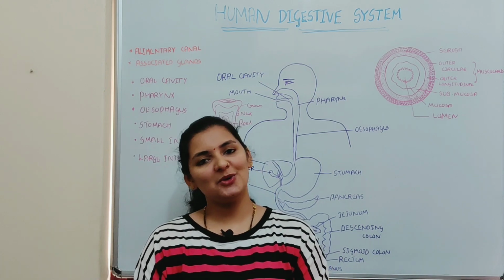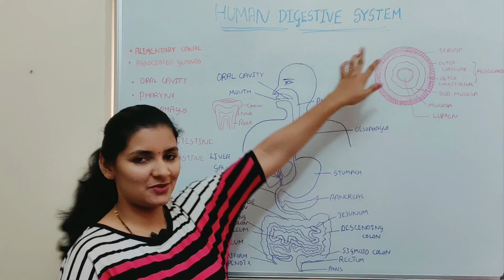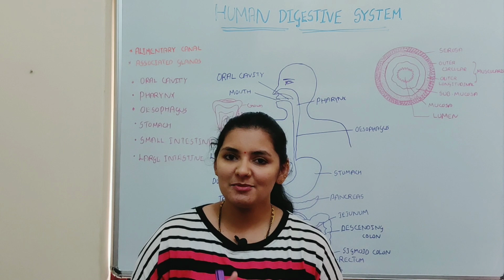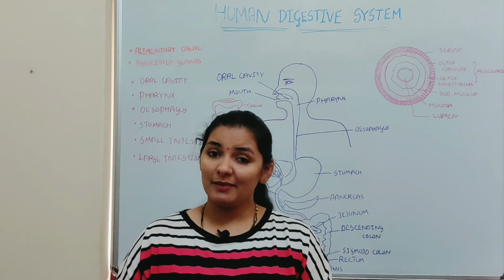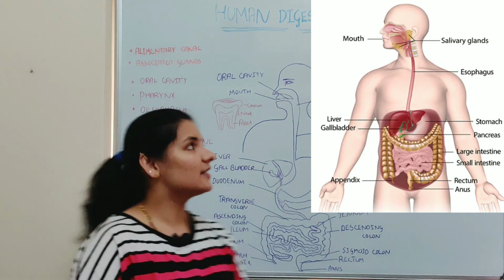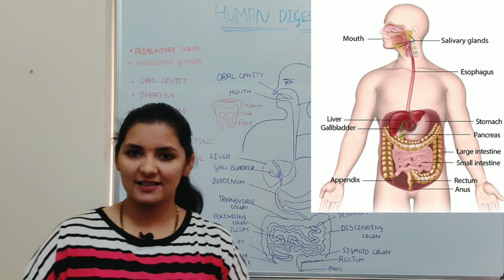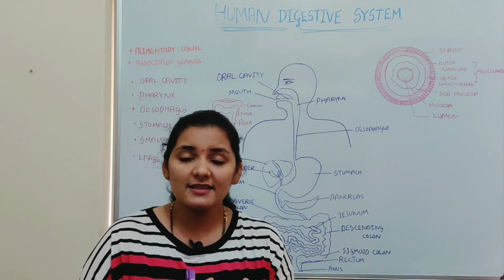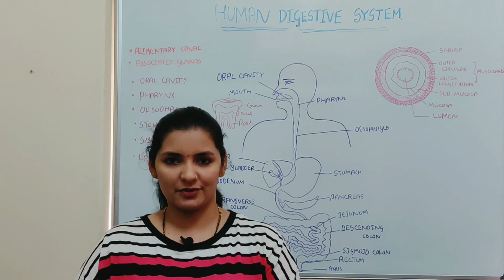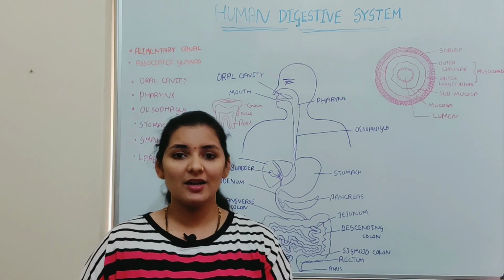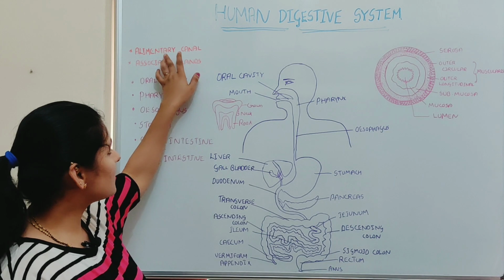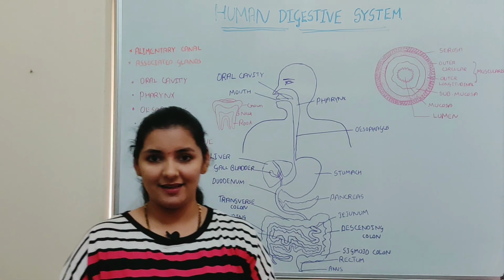In this video, I'm going to talk about the human digestive system. If you study the anatomy of the human digestive system, it mainly comprises two components, that is the alimentary canal and associated accessory glands. I will be discussing these two components in two different videos. So in this video, I will discuss the first component, that is the alimentary canal.